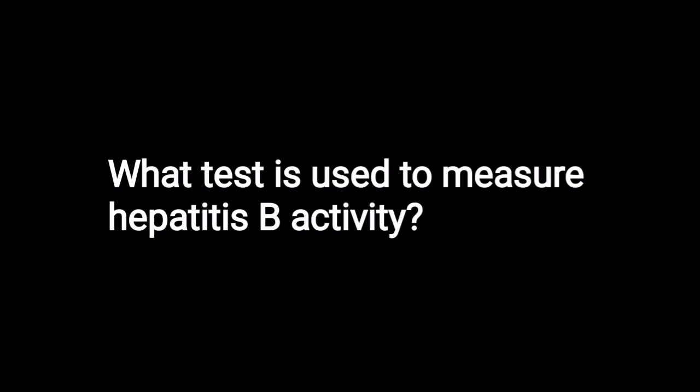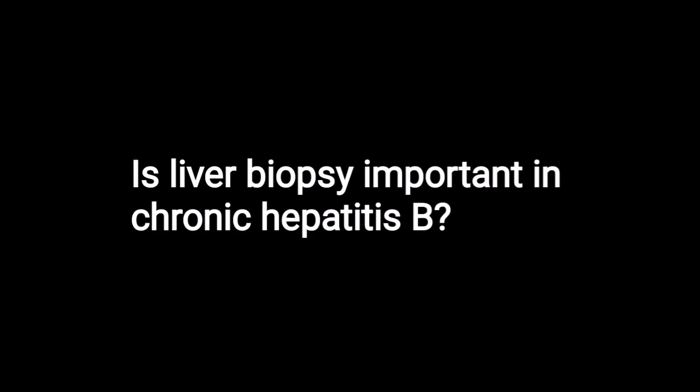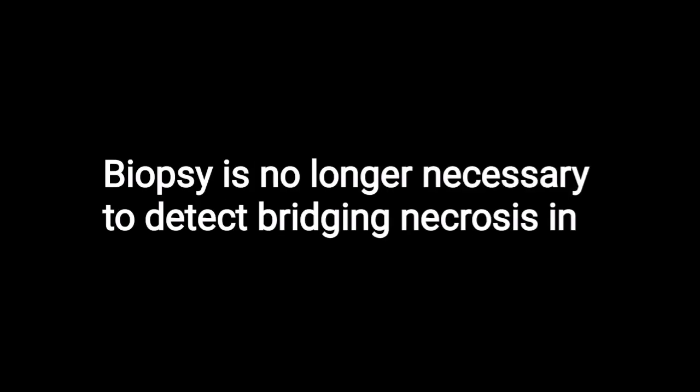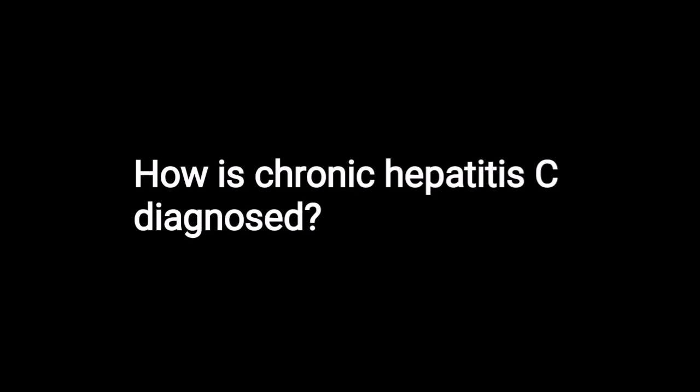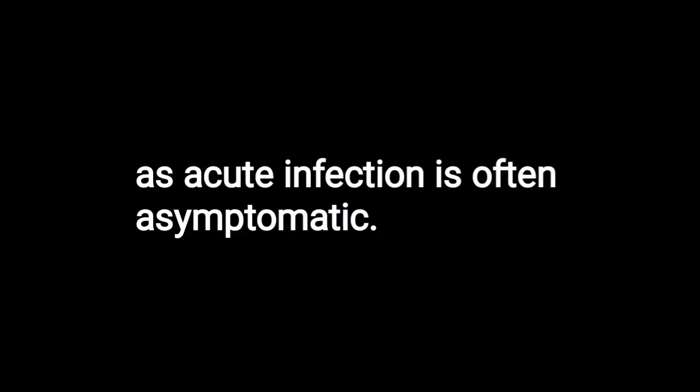445. What test is used to measure hepatitis B activity? The hepatitis B DNA level by PCR is the most accurate test. 446. Is liver biopsy important in chronic hepatitis B? No, biopsy is no longer necessary to detect bridging necrosis in chronic hepatitis B. 447. How is chronic hepatitis C diagnosed? By a hepatitis C PCR RNA viral load test, as acute infection is often asymptomatic.